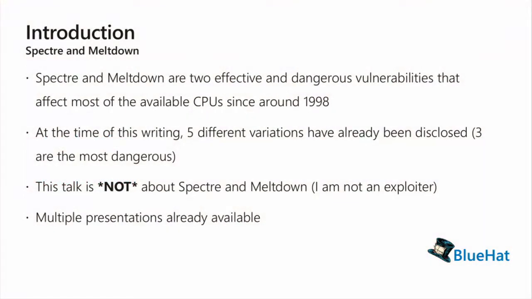So, speaking about Spectre and Meltdown. As you probably know, they are 2 of the most dangerous and effective vulnerabilities that have been discovered in CPUs since around 1998. I will say almost all CPUs, because not all CPUs are vulnerable, but most of them. At the time of this presentation, at least 5 different variations have been publicly disclosed. 3 are the most dangerous.